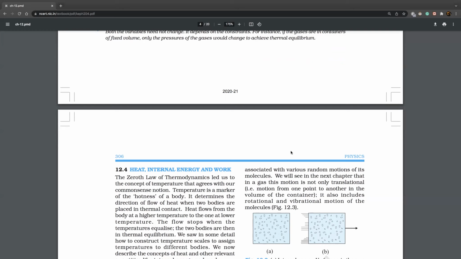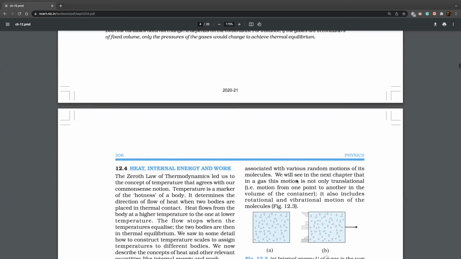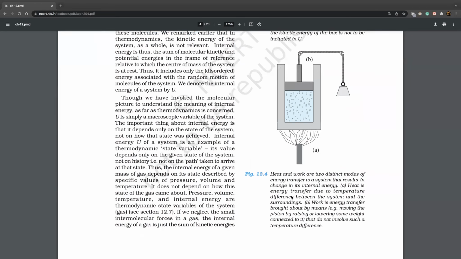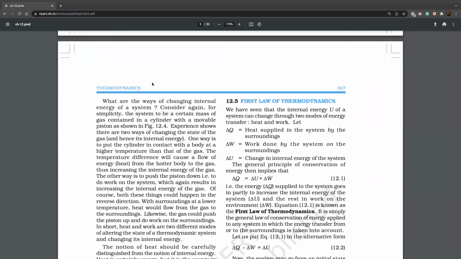We will see in the next chapter that in the gas, this motion is not only translational, motion from one point to another in the volume of the container, it also includes rotational and vibrational motion of the molecules. This we will study in kinetic theory of gases, which we can do after this chapter if you would like. That's also very important compared to thermodynamics. We have things like degrees of freedom, etc. It's more of a microscopic chapter. It deals with the motion of different molecules and atoms of a gas.